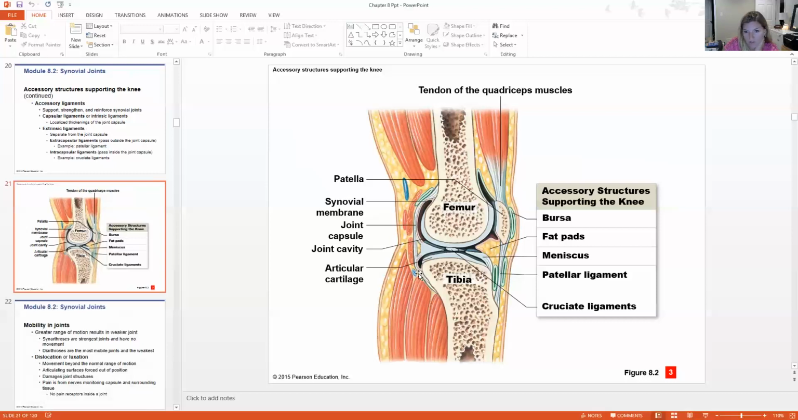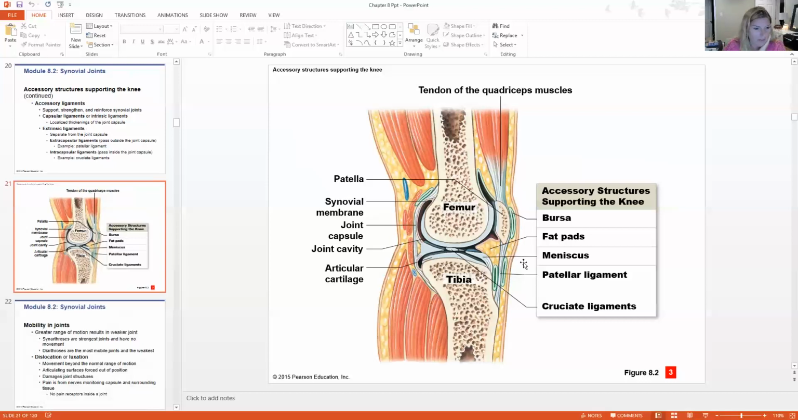I always try to follow the labels on these. Well, you see the patellar ligament there. You can see the meniscus. Again, it fits like a puzzle piece in between the tibia and the femur. Remember, the fibula does not articulate at this joint. The fibula just articulates with the tibia at both proximal and distal ends.